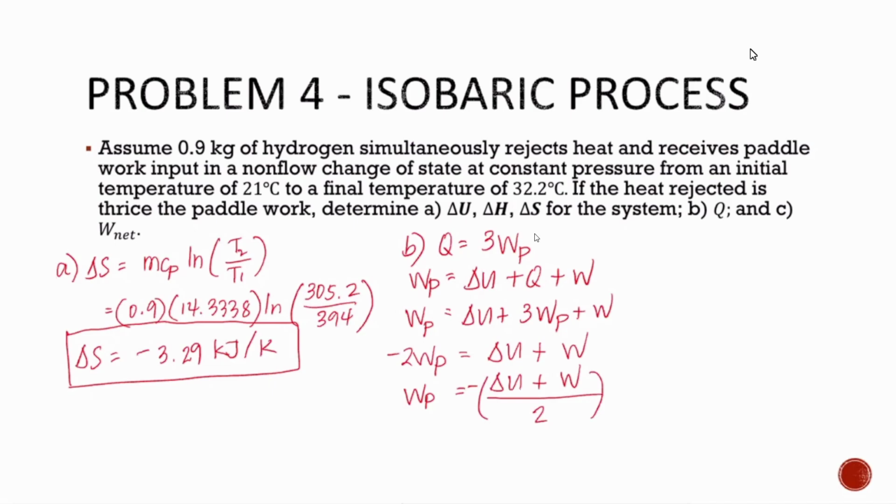So, kunin natin si work. Paano i-determine ang work in an isobaric process? Constant ang pressure, from state 1 to state 2, we have PdV. Or we can move outside natin yung P, which is constant. So, we have V2 minus V1.